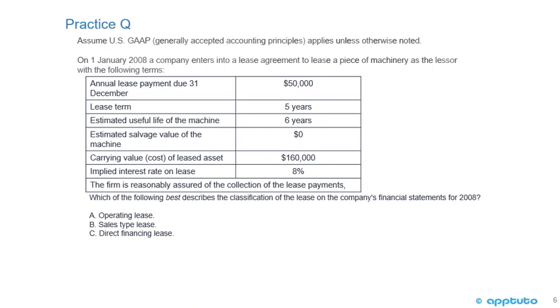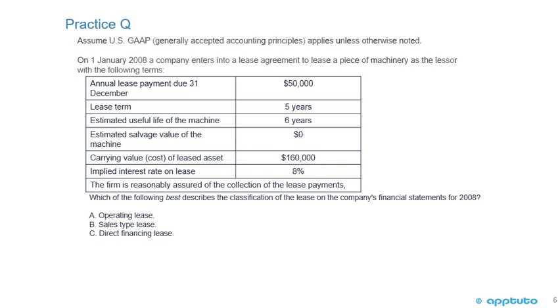So here's a practice question to check our understanding. Assume US GAAP applies unless otherwise noted. On 1st of January 2008, a company enters into a lease agreement to lease a piece of machinery as the lessor with the following terms.